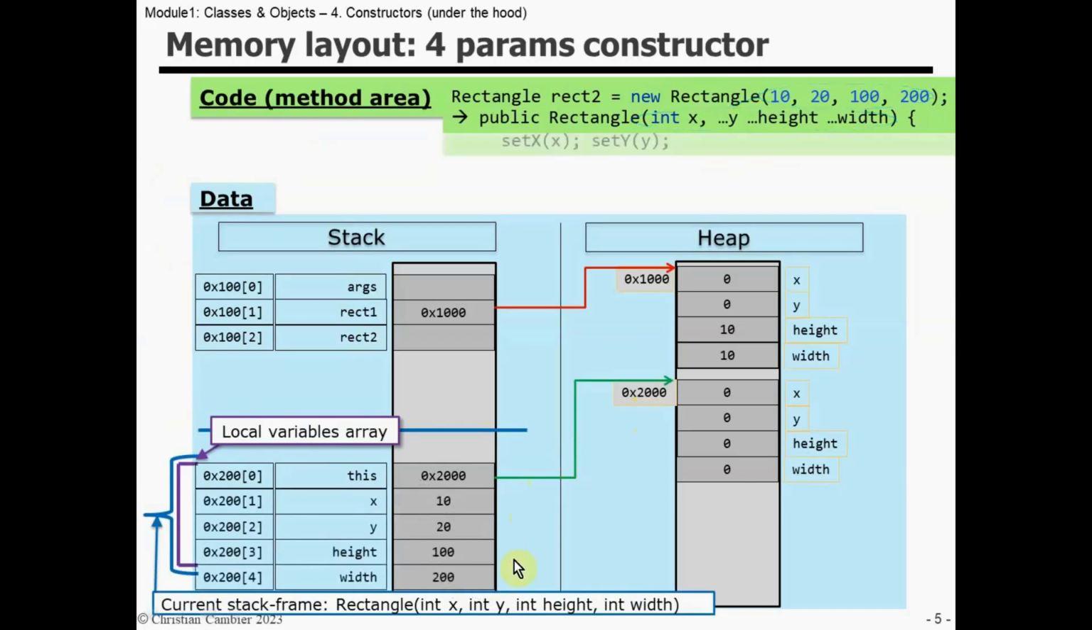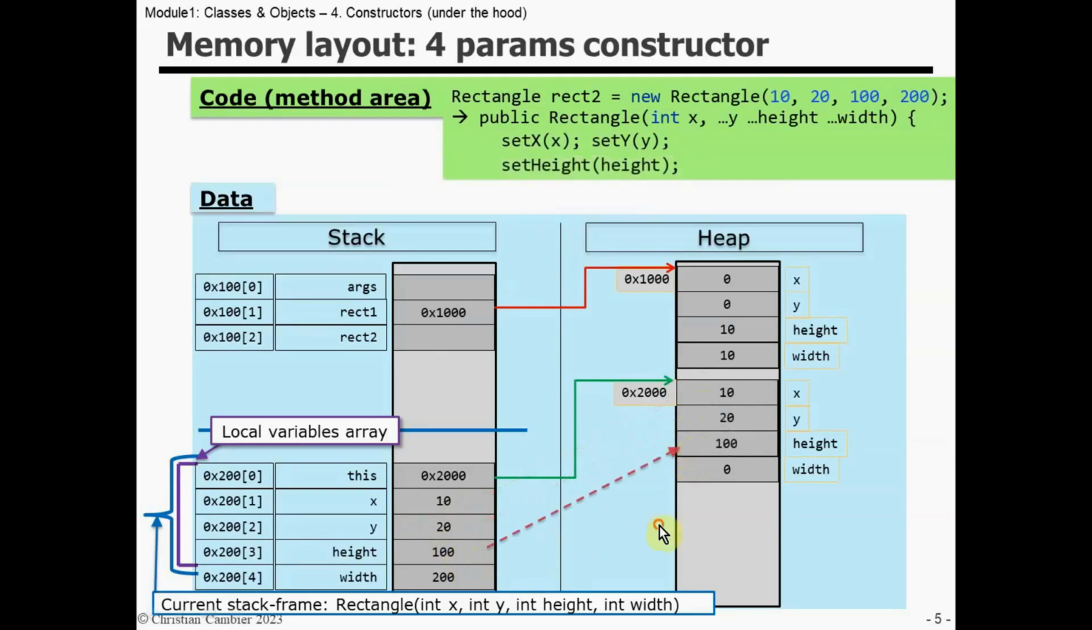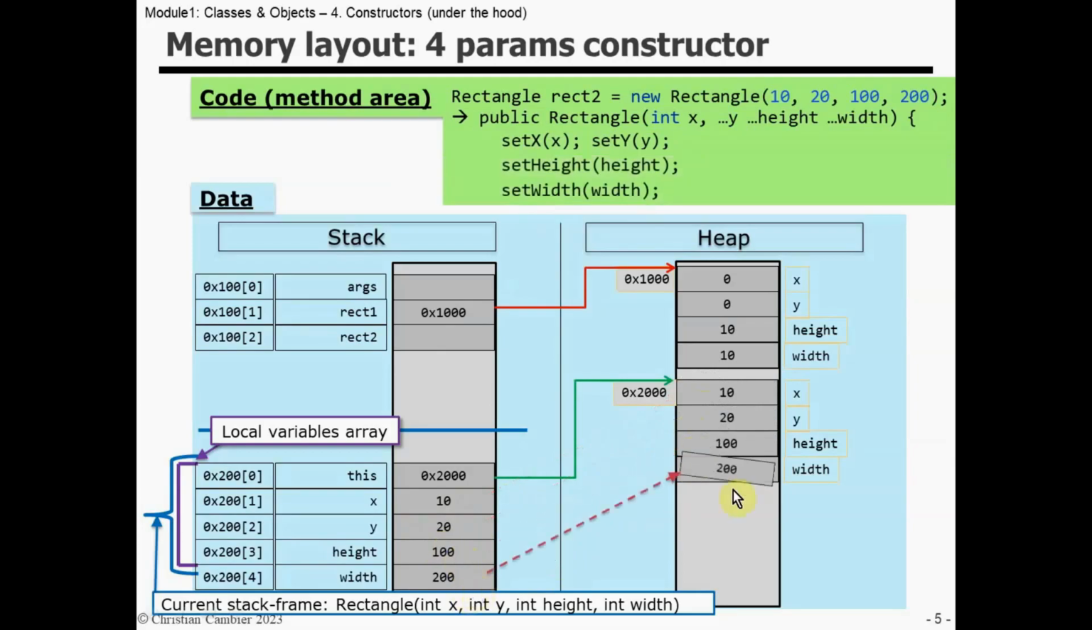Then executing statements within the constructor, set x and set y. So again, invoking the setters, passing as arguments the local variables. So first of all, set x 10 will be used to initialize this.x as implemented in the setter. The same for set y 20 to this.y in the setter. Then set height 100 to the height property, and set width 200 to the width property.